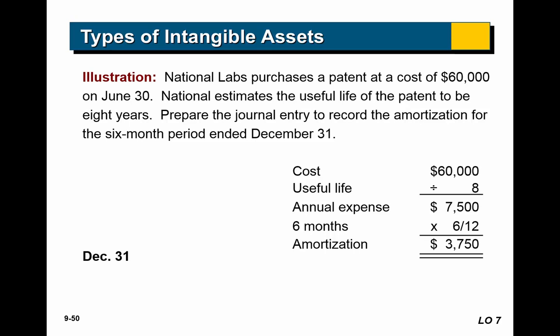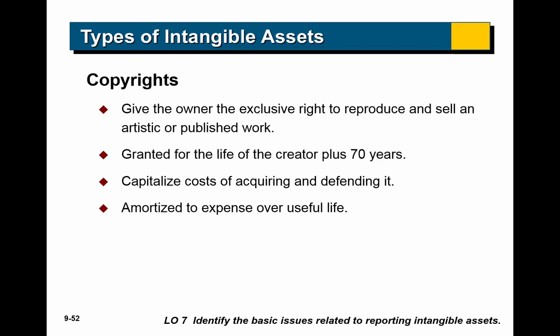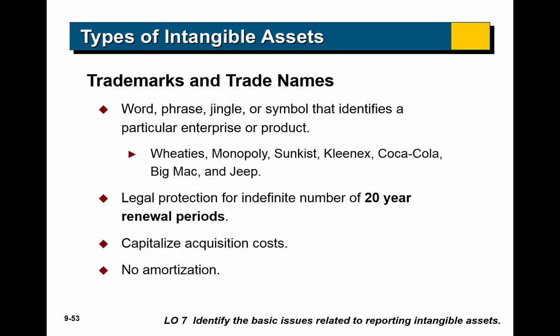So our journal entry will be amortization expense, debit, and the patent will be credited, $3,750. You see that they didn't do accumulated amortization. Instead, they credited that directly to the patent cost. Like I said, R&D or research and development costs are expensed when incurred. Copyrights, you know what that is? That's when you write something, you have exclusive rights to it for 70 years. And again, we will amortize that expense over the useful life.